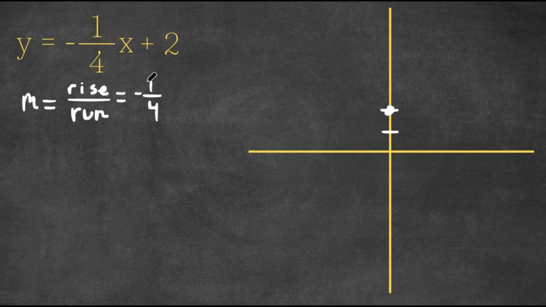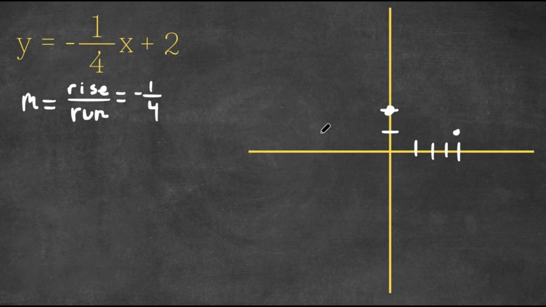So if our rise is negative, that means we go down by 1. So because it's negative 1, we're going down by 1. And because our run is positive, we're going to go to the right by that amount. So we're going to go to the right by 4. So 1, 2, 3, 4. So we go down 1 and 1, 2, 3, 4 to the right. So that's where our next point is going to be.